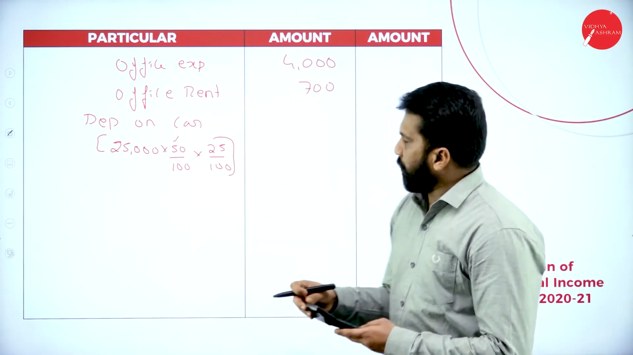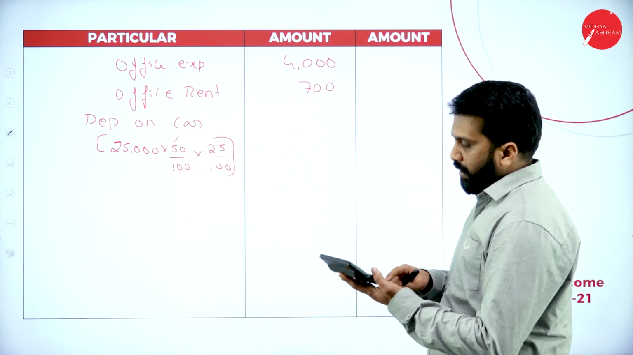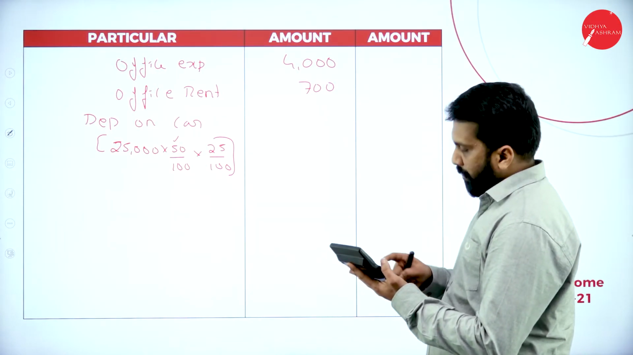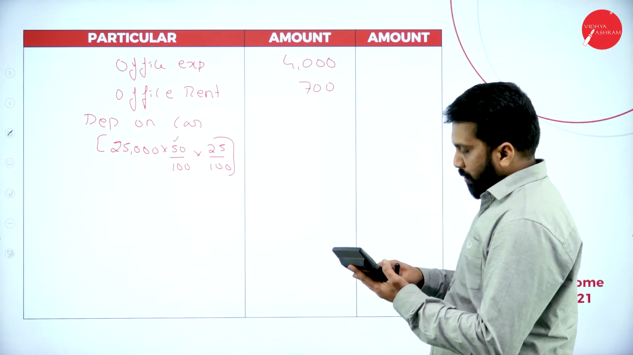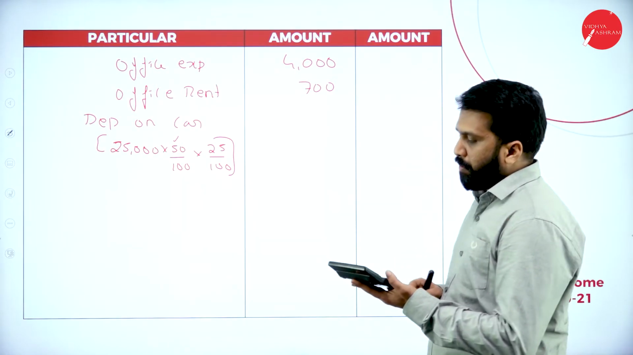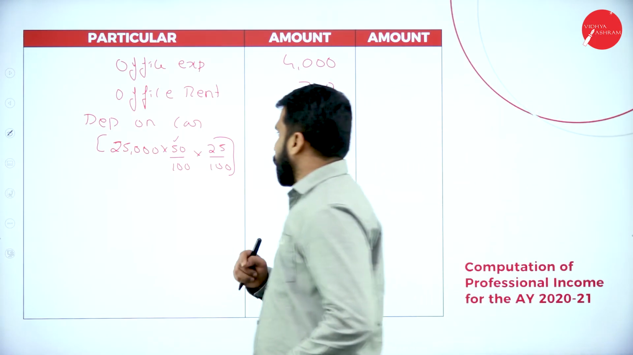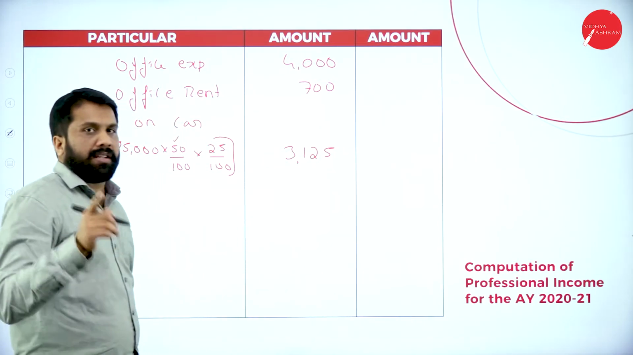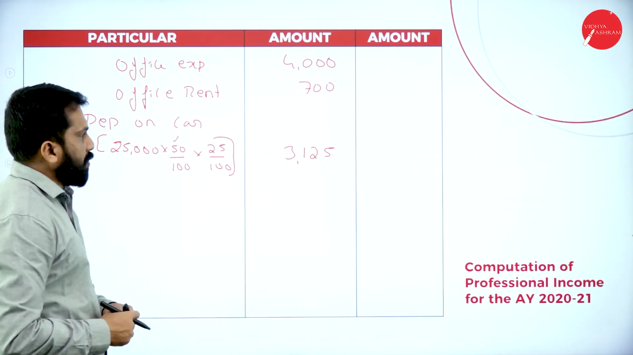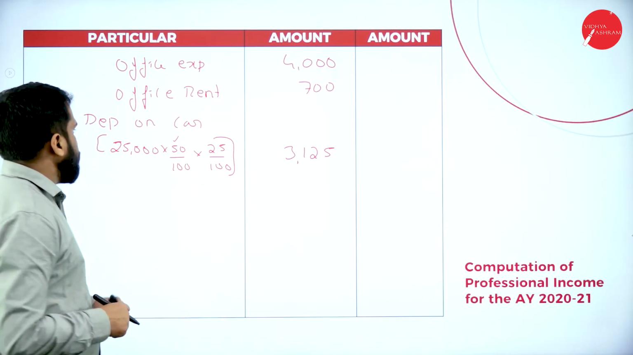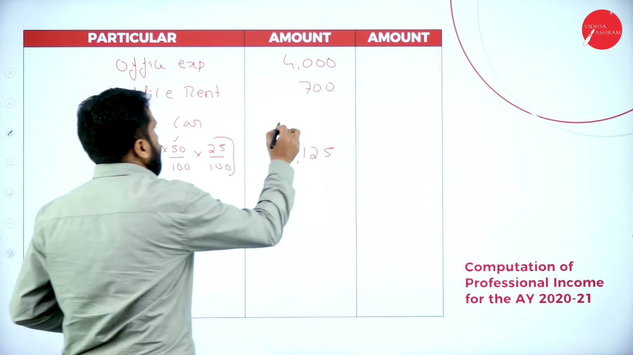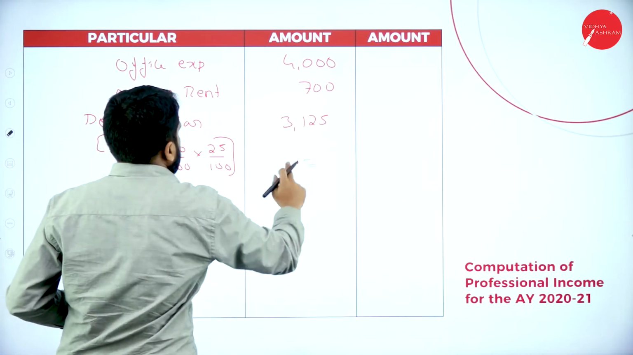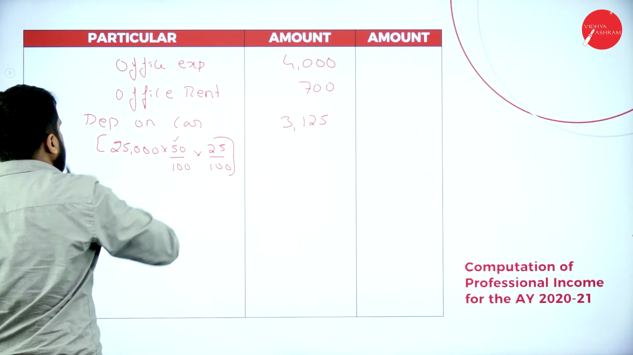Now, it will be 25,000 into 50 divided by 100 into 25 divided by 100. It will be how much? 3,125. Hope you are clear. 3,125 will be your answer. Clear? Yes, this is done. Next, I'll write it here. 3,125. Now, we'll go for the next one.